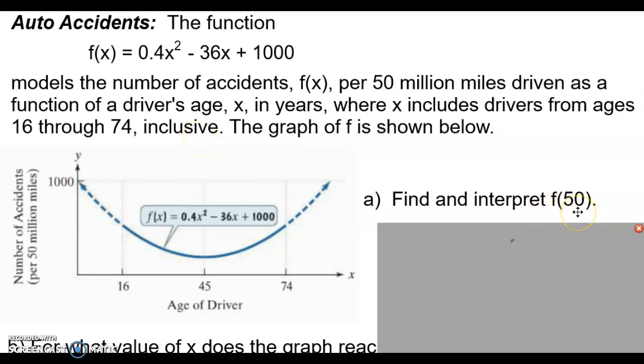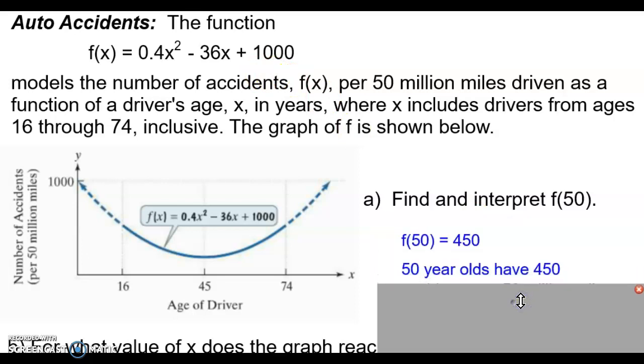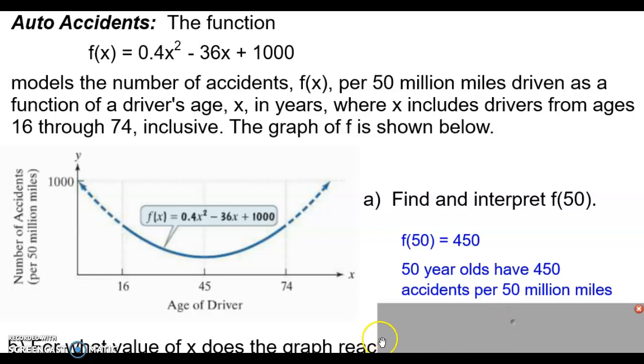All right, so the first question, what is f of 50? Well, we just said X stands for the age, so obviously we're talking about a 50-year-old. What does F tell me? It tells me the number of auto accidents. So if I put 50 into this equation, I would get 450. You can kind of guesstimate it on the graph here, but that would be pretty hard. Let's just plug it into my calculator. F of 50 would be 450, so that means 50-year-olds have about 450 accidents per 50 million miles driven. It sounds like a lot, but then you're like, wait a minute, that's per million miles. So that's not really that much.